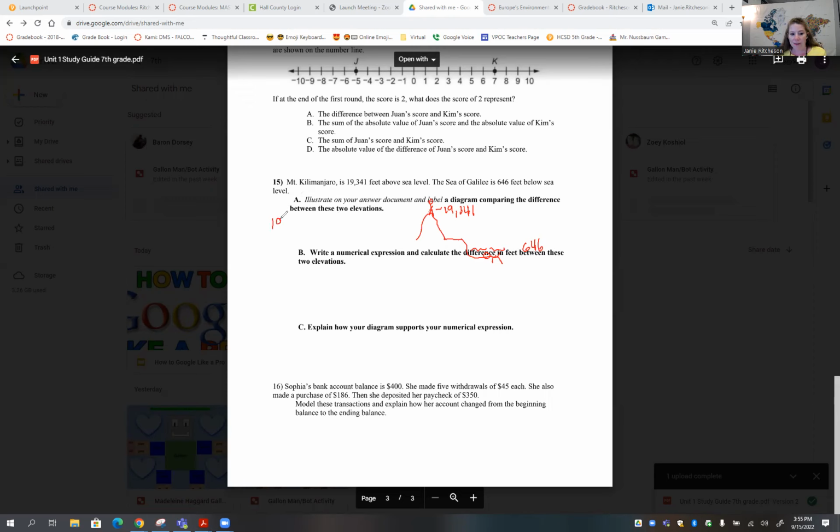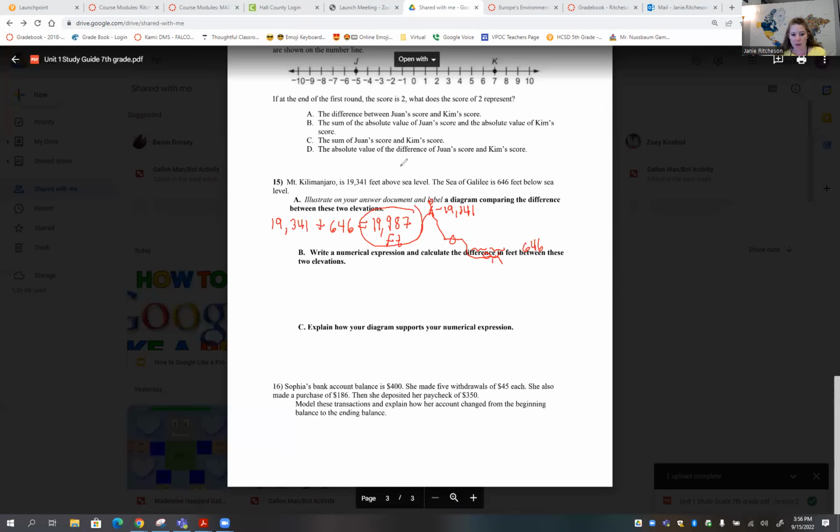Well, if I walk down the mountain, I would have to walk down 19,341 feet to ground level. To get to my friend, I would have to go down another 646 feet. So how far apart are they? We're actually going to add those numbers together. Nice. So I got 19,987 feet. What did you guys get? I hope you agree with me.